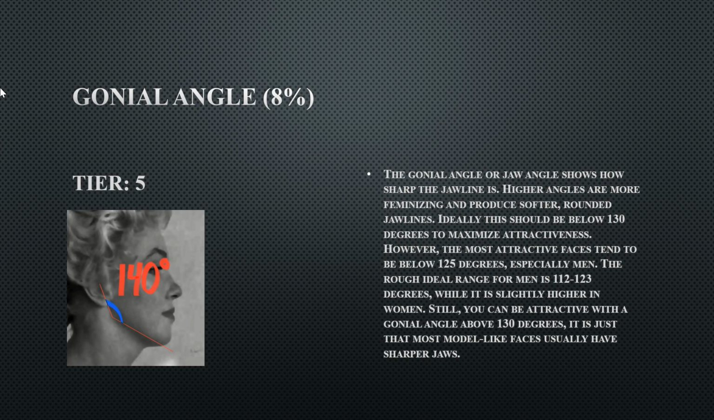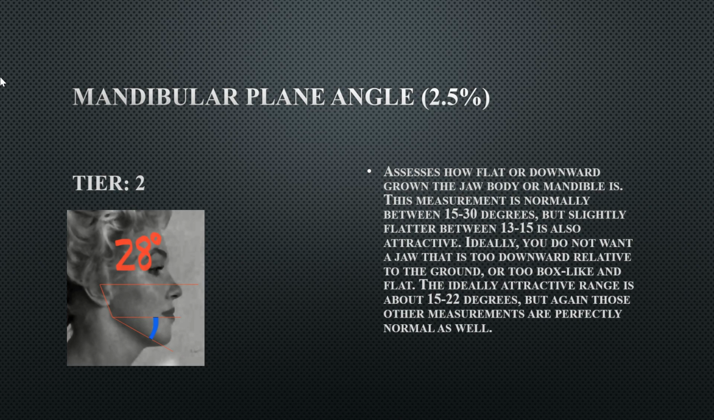So 140 is a bit too obtuse for a female, even though females can get away with a little bit more wider gonial angles. And we're going to see why this is 140 degrees. All right, so her mandible plane angle can attribute to the 140 degree gonial angle. And this is very downswung. And this is still going to be a tier 2. Anything past 28 is going to get you at a tier 3.